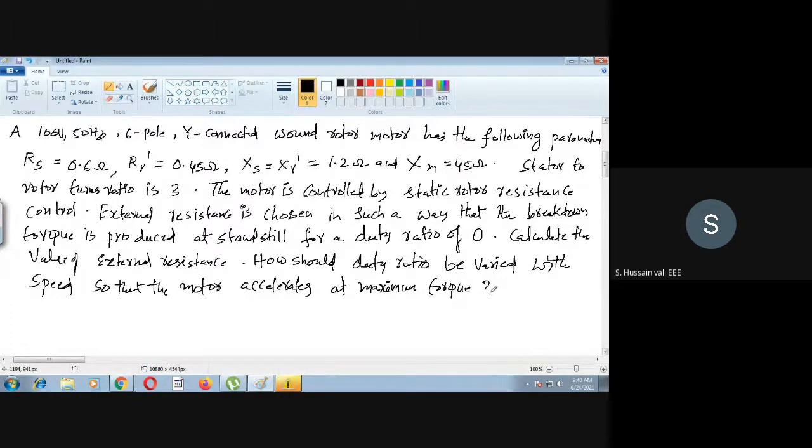Okay, so just see what this question actually is. It's a star connected wound rotor induction motor, first of all. Now he has given some data, the parameters for the motor. He has given equivalent circuit parameters, all the resistances and the reactance values. And then what else has he given? The stator to rotor turns ratio also he has given.